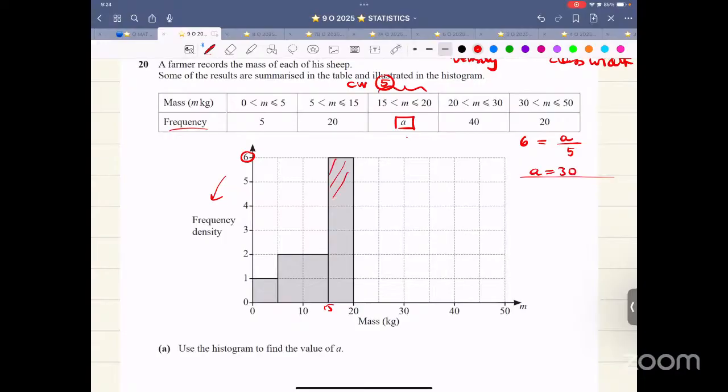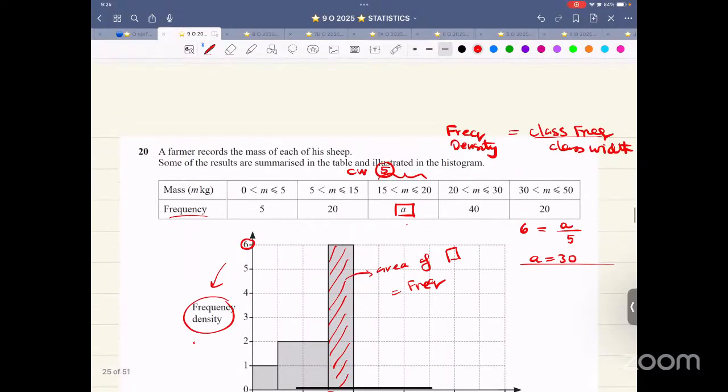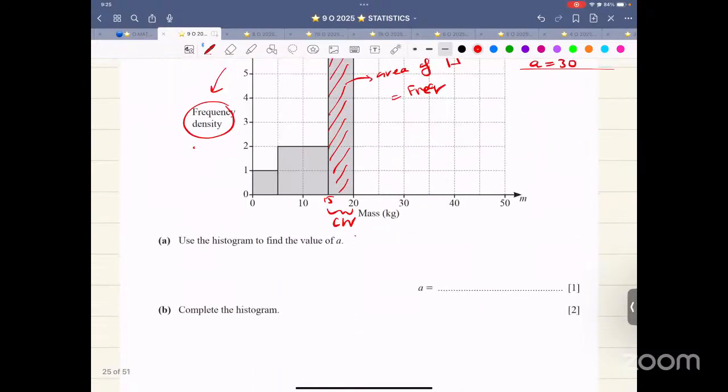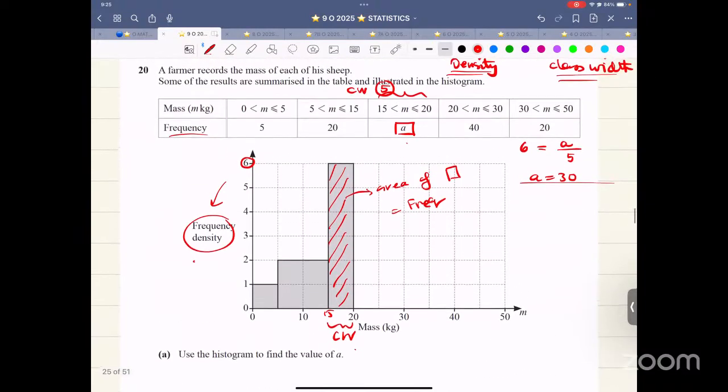So remember that area of bar represents frequency. Why? Because the height is frequency density. This thing is class width. So frequency density into class width. Frequency density into class width is what? Class frequency. So that is the major thing over here. And then you complete the histogram by calculating more frequency densities.